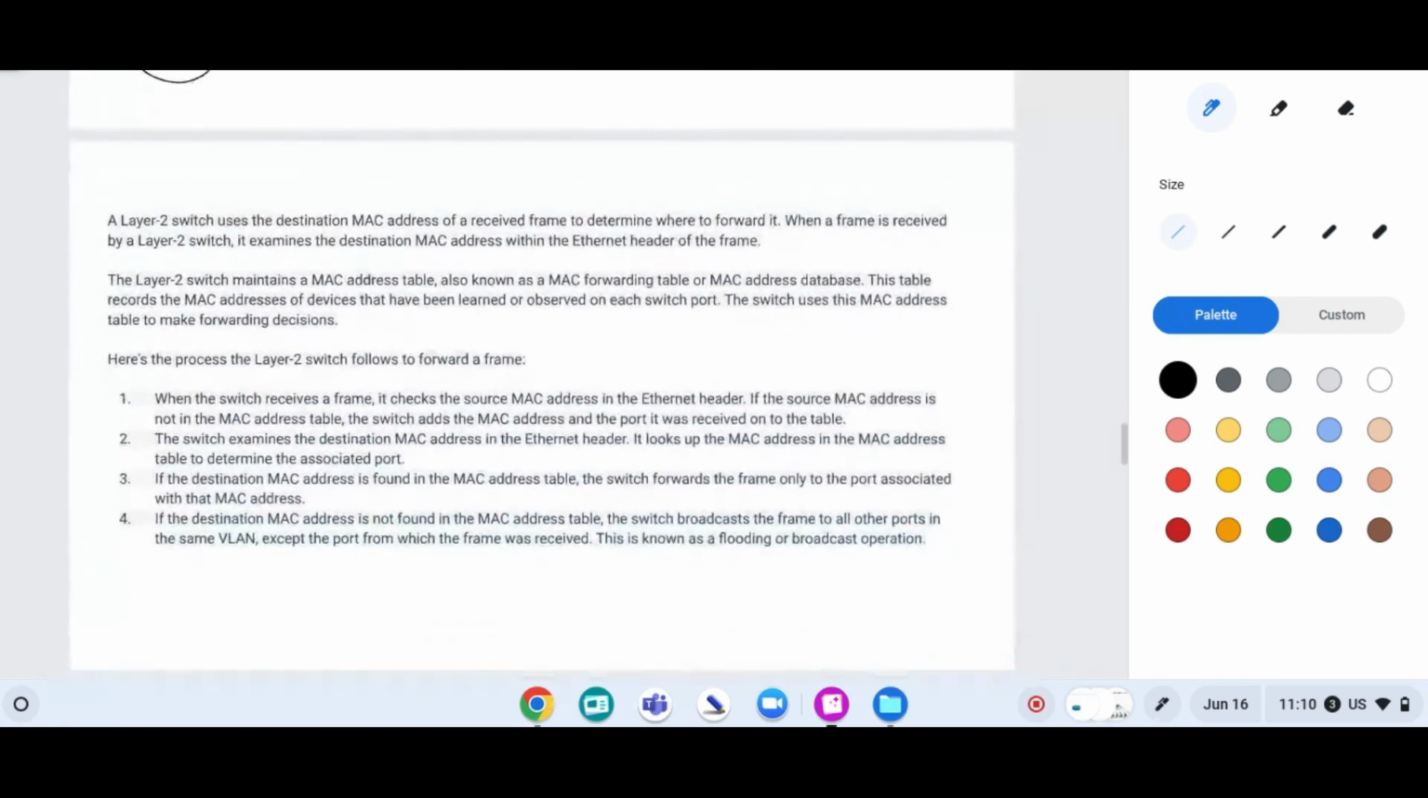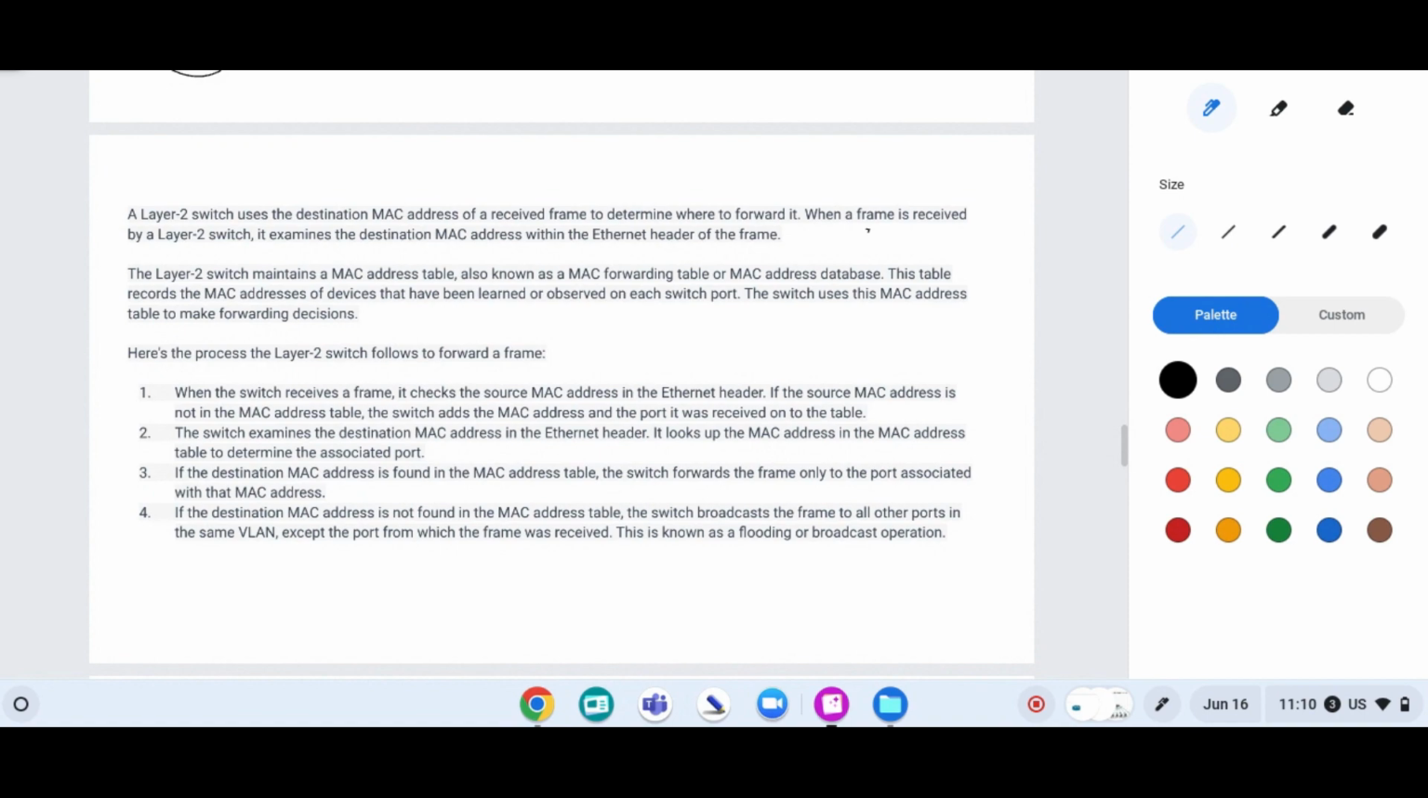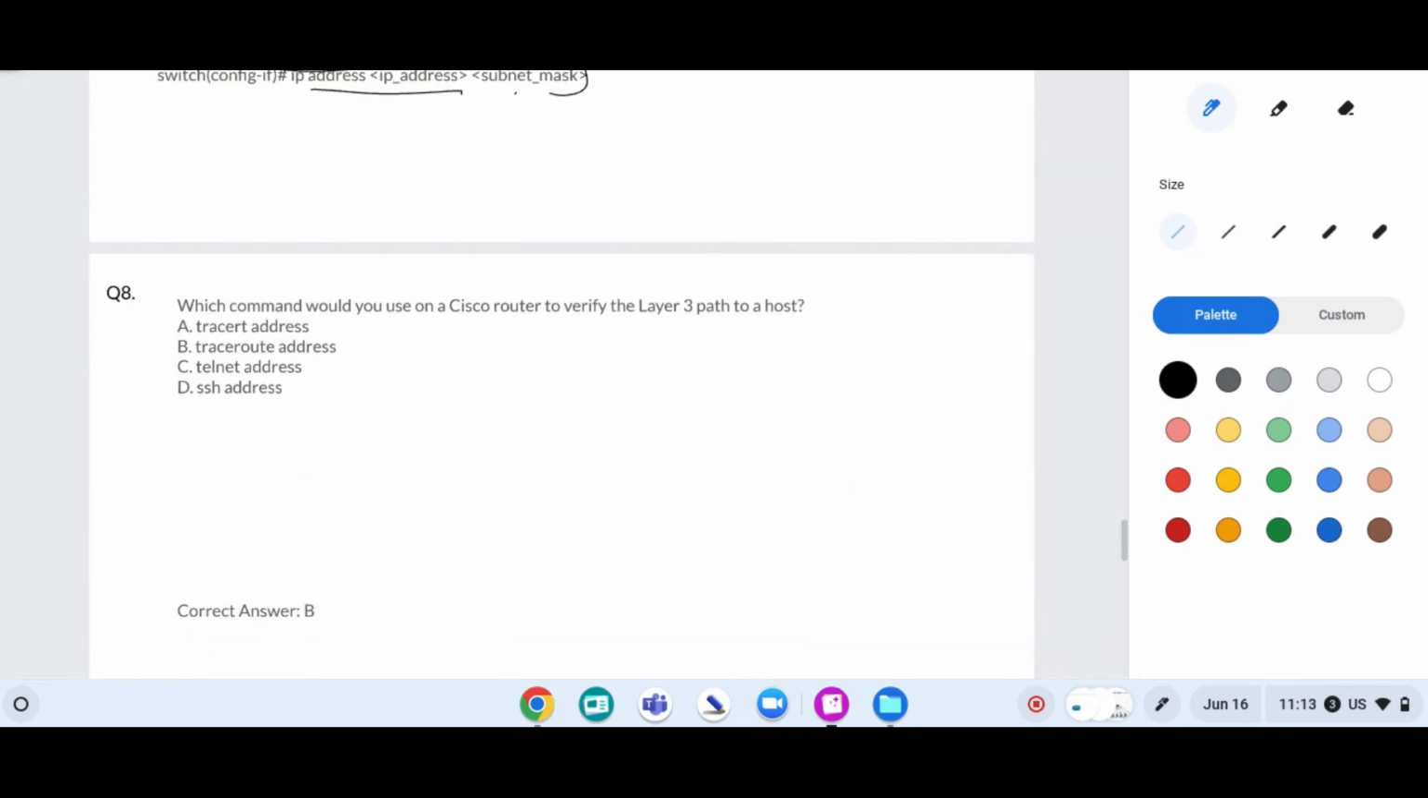Next question. So we have added the whole thing here that the switch uses the destination MAC address, correct? When a frame is received, it examines the destination MAC address in the frame. Now, which command do you use on a Cisco router to verify the layer? You can see the first option is tracert. The tracert is used on the PC, on the endpoints, if you want to check the routing routes. For a router, we use this command as B. So B is the correct option.